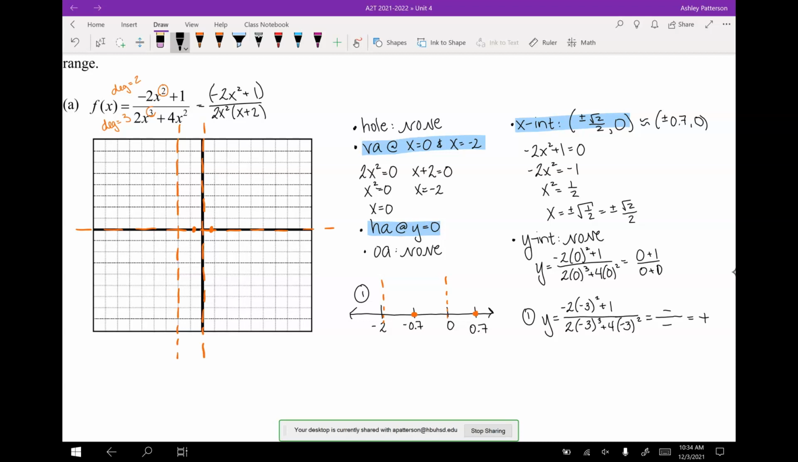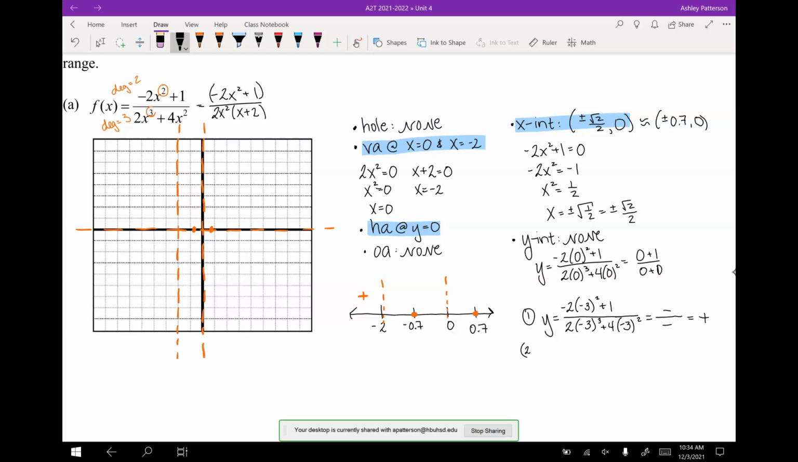So in that first region, our y values are positive. They're above the x-axis. So I'm going to put a plus above the x-axis to show where my graph should be located. The next region is -2 to -0.7. What's a good number we could choose for x in there? I love it. Let's do -1.